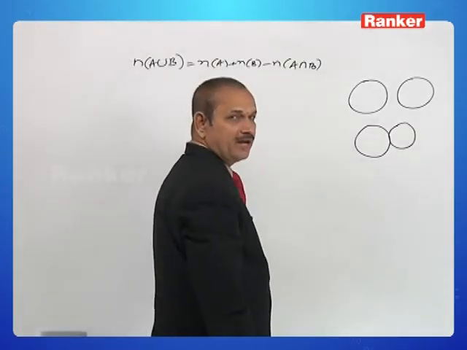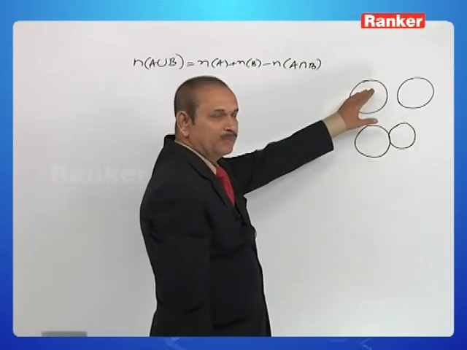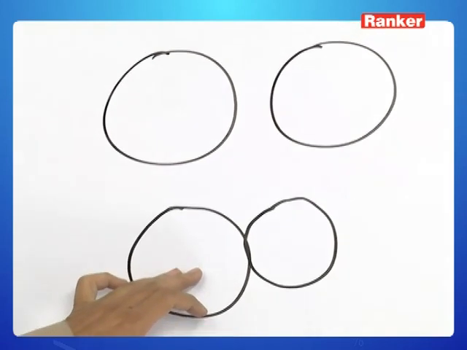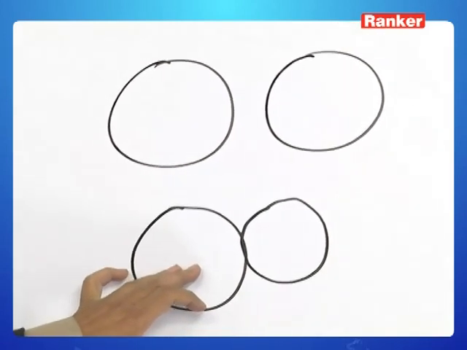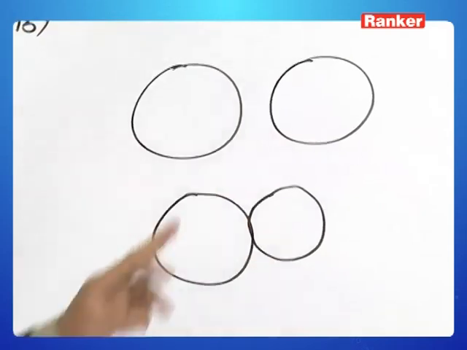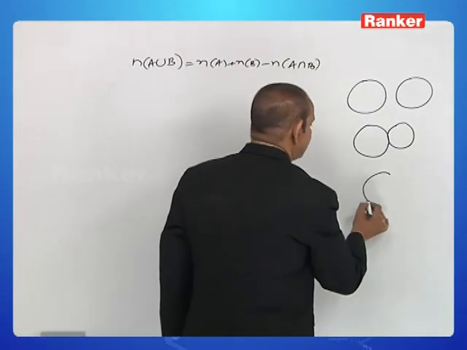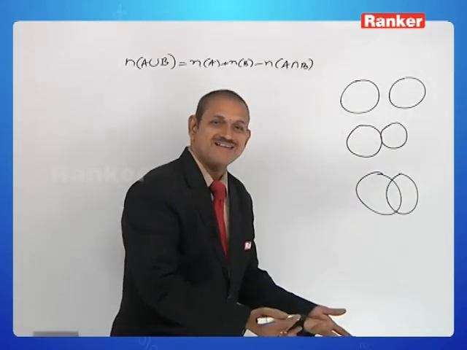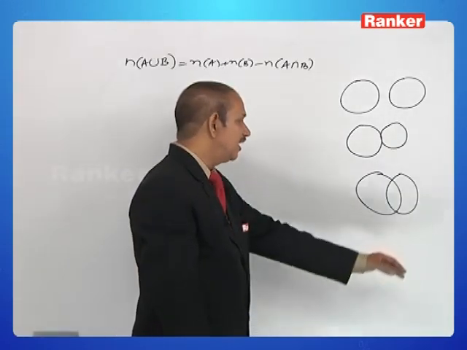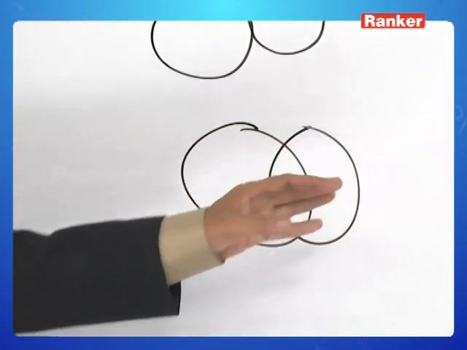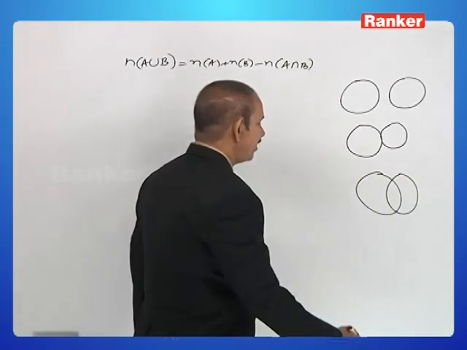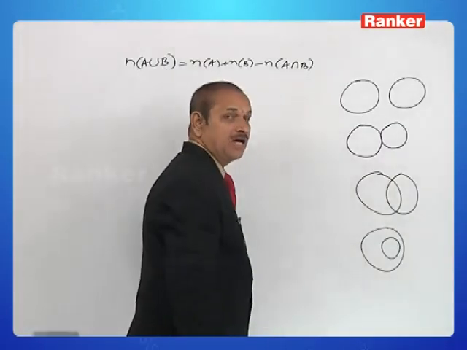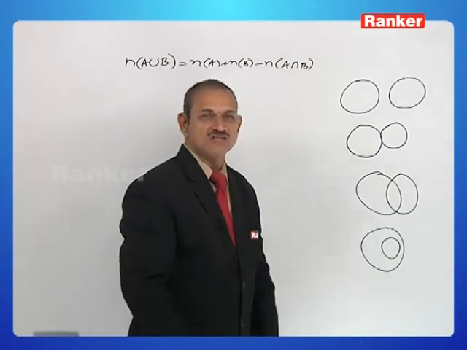Now you tell me, n of A union B, if you proceed from this case to this case, did n of A union B decrease or increase? Decreased. Minus something, some intersection is there. Observe this diagram. N of A union B is further decreased. Why? N of A union B is n of A plus n of B minus n of A intersection B. Now you observe this case. N of A union B is further decreased.